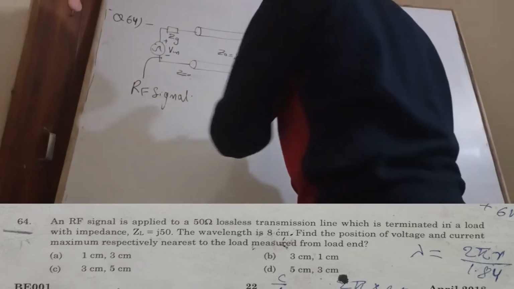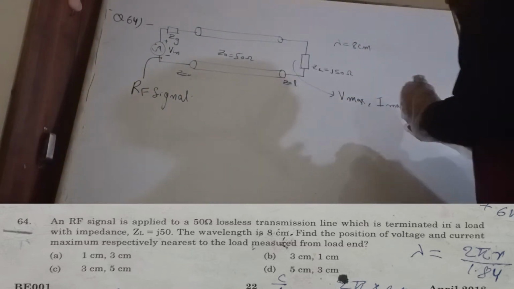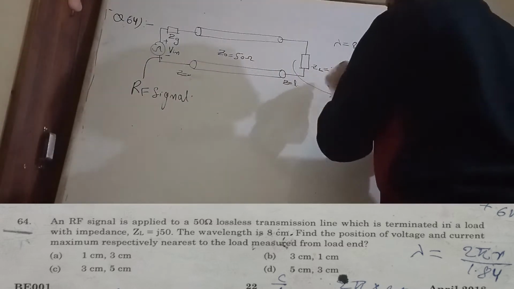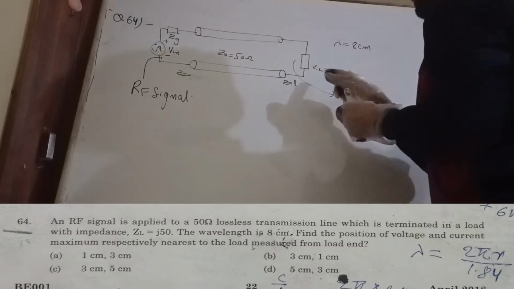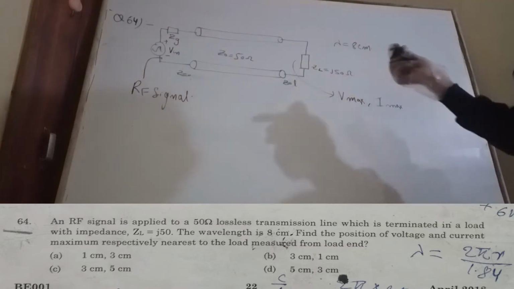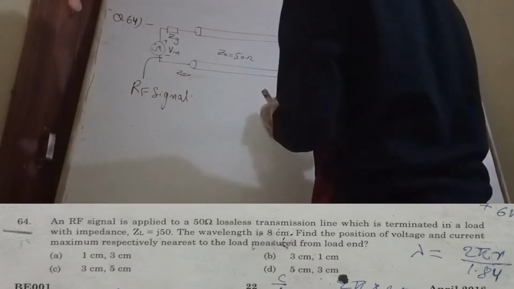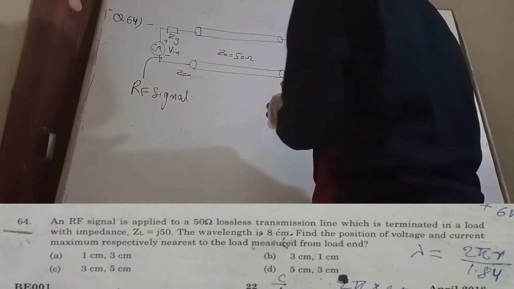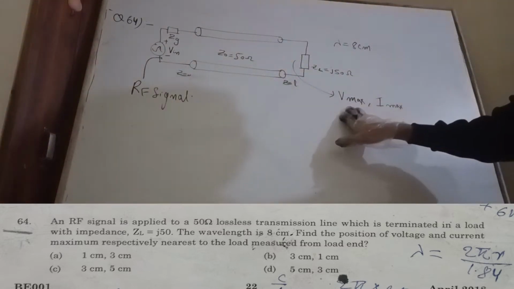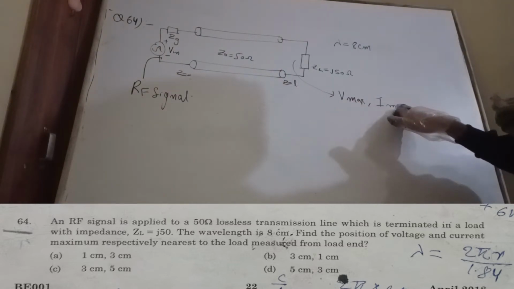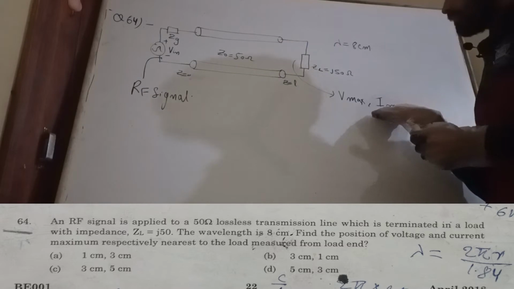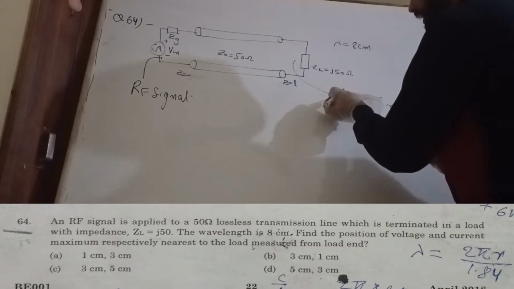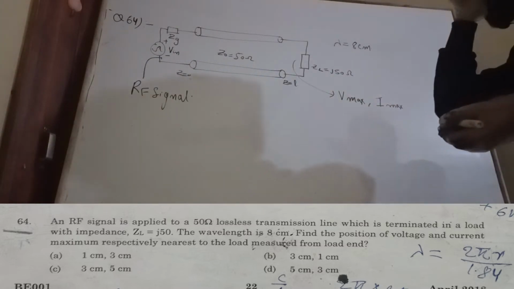So this RF signal is applied, and the load terminal is terminated with the load impedance of j50 ohm, and the wavelength of the signal is given as 8 centimeter. He is asking about the voltage maxima and current maxima alternatively.